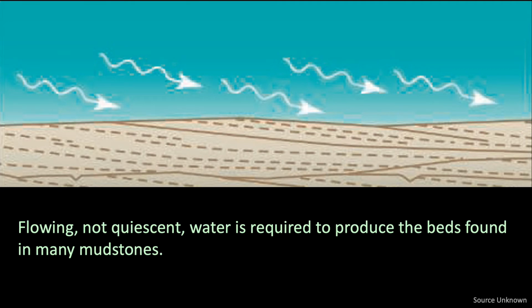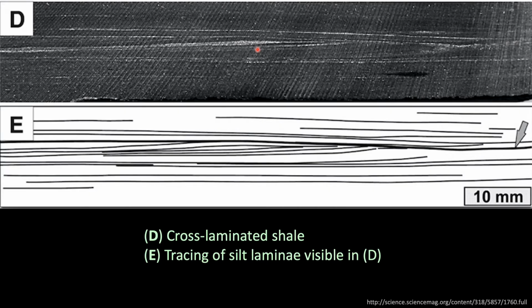So this is flowing, not quiescent waters required to produce these beds that are found in many mudstones. Taking an actual shale and cutting it in cross-section, you can see the diamond saw blade cuts across here, but these are the beds of the sand and silt and clay. And you can see that these are cross-bedded or cross-laminated shale. So these beds were deposited in flowing water, not quiescent and still water.